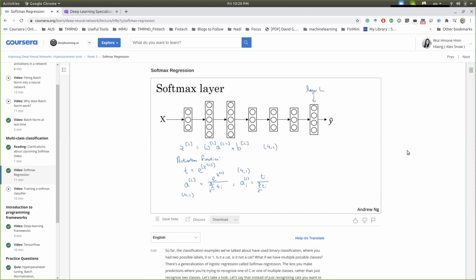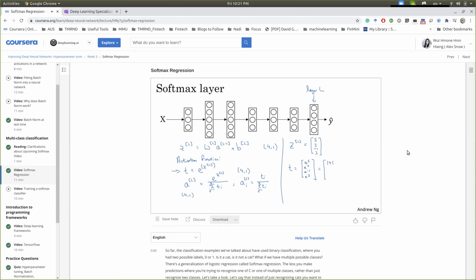So in case this math isn't clear, let's go through a specific example that will make this clearer. Let's say that you've computed ZL, and ZL is a 4-dimensional vector. Let's say it's 5, 2, negative 1, 3. What we're going to do is use this element-wise exponentiation to compute this vector t. So t is going to be e to the 5, e to the 2, e to the negative 1, e to the 3. And if you plug that into the calculator, these are the values you get.